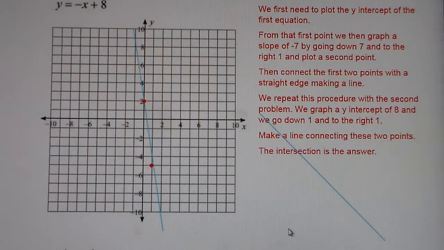Next, we have y equals negative x plus 8. So we plot a coordinate at positive 8. And we go down 1 over 1. Here's our line. So we plotted the coordinate at 8, down 1 over 1. And you're going to find a cross up top here.